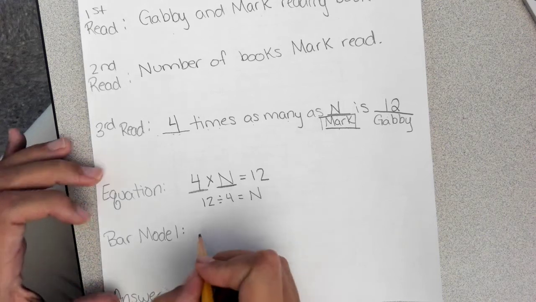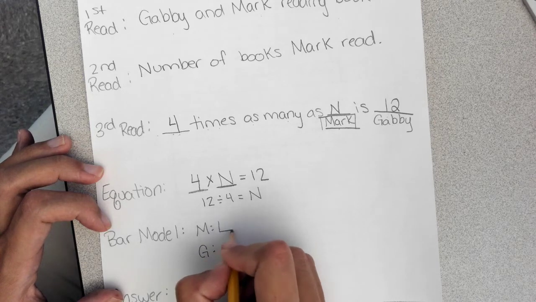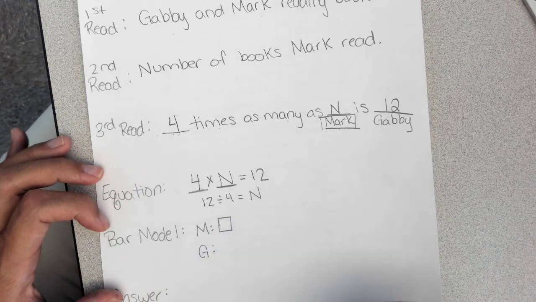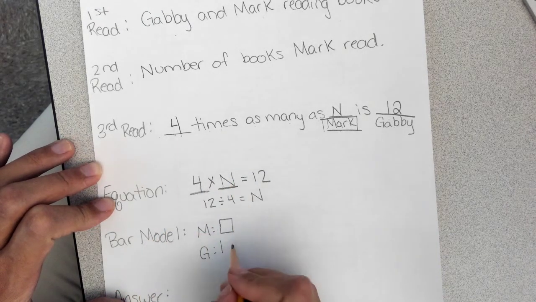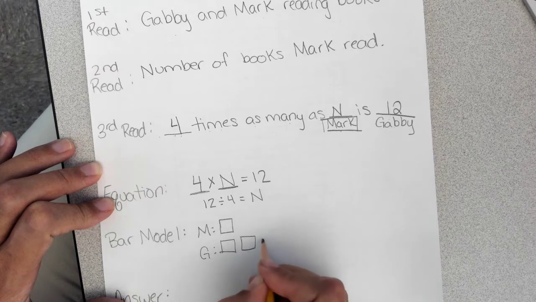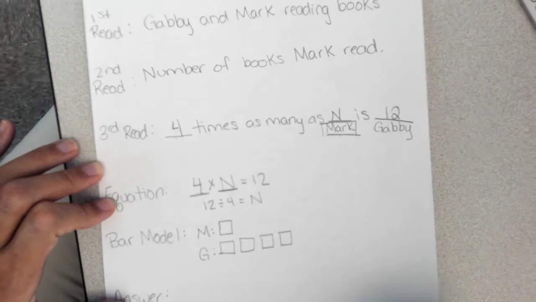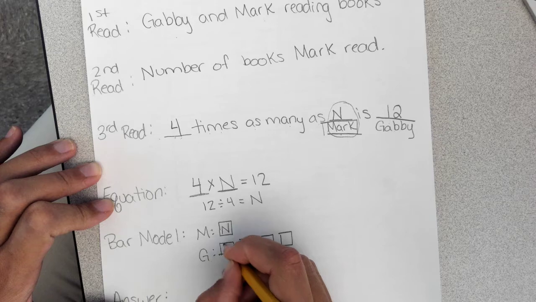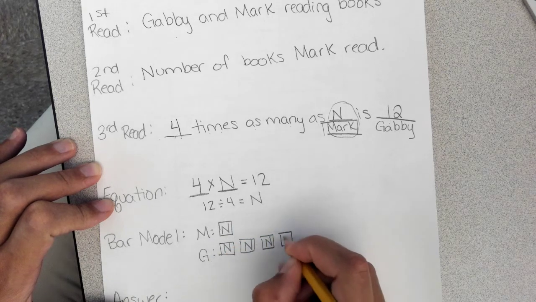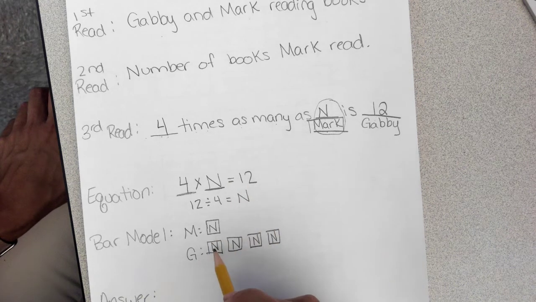To represent this as a bar model, we still have Mark and Gabby. Gabby read more than Mark, so we're going to put Gabby on the bottom to represent how many Gabby read. She's going to be 4 times, 1, 2, 3, 4 times as many as Mark. But we don't know how much Mark read, so we're going to use this as N.